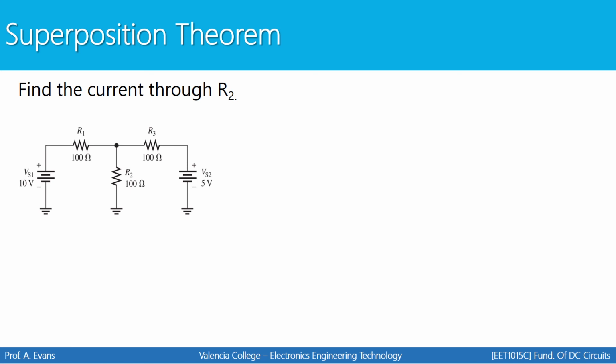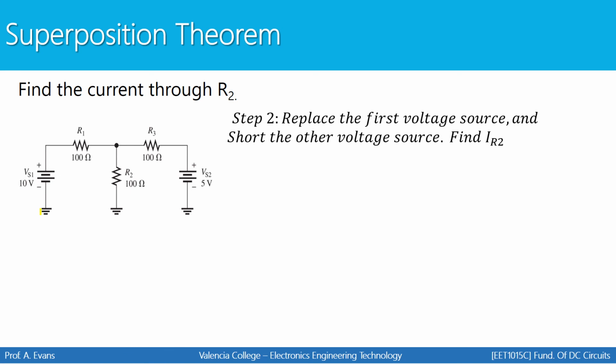Now we're going to repeat this process, but we're going to put VS2 back and then short VS1 and do the exact same thing that we just did. So we're going to replace the first voltage source, put it back into the circuit, and short the other voltage source, and then find the same current going through R2. There's my short. The first voltage source is now gone, and I have to do the same thing as before, find the current through R2.